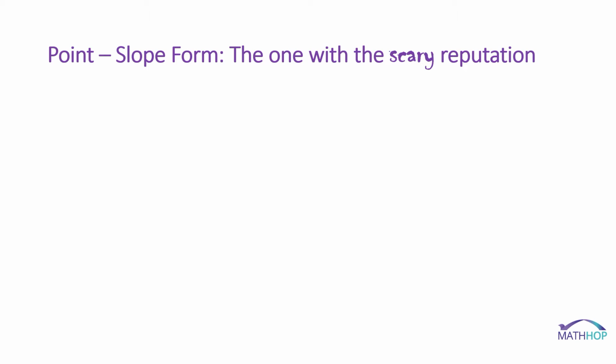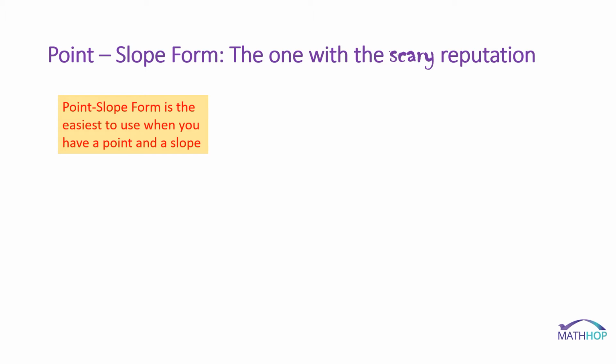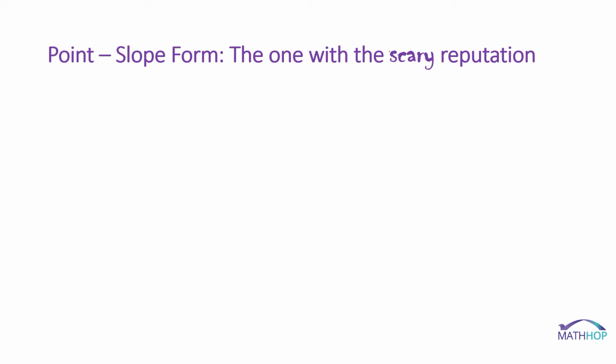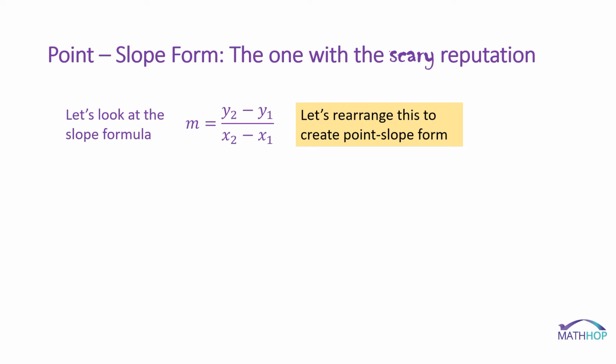So point-slope form, I said it's the one everybody hates. It's the one with the scary reputation, but it really does come from the slope formula, which at this point we all know. Point-slope form is the easiest to use when you have a point and the slope of the line, hence the name point-slope form, right? All right, so let's see what I'm talking about. The slope formula is m equals y2 minus y1, or just change in y, divided by change in x, x2 minus x1. If we rearrange this, we can easily create point-slope form. And that's what we're going to do right now to show you that it's not too bad.